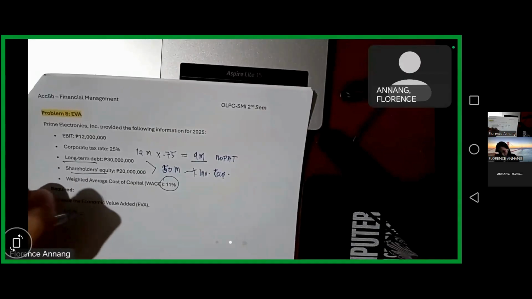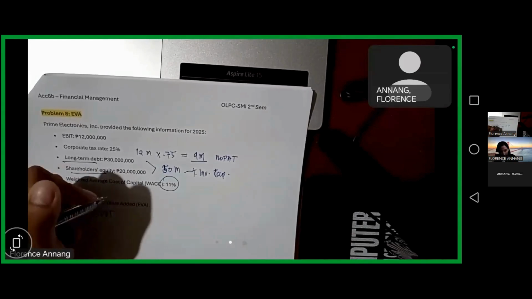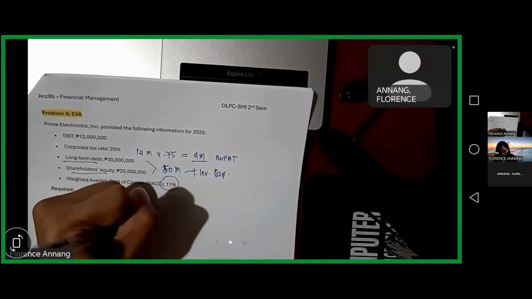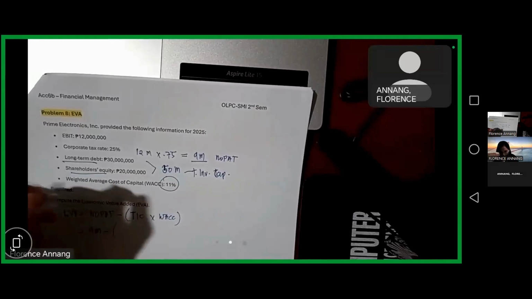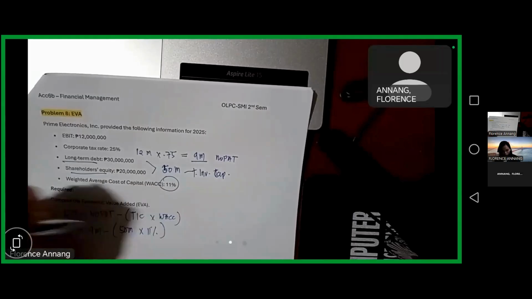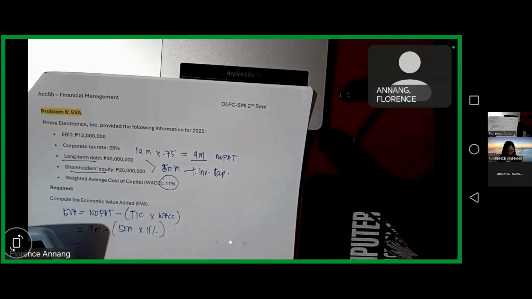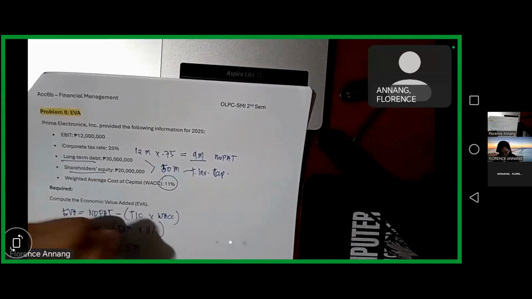EVA is equal to NOPAT less total investment in capital times WACC. Diba? NOPAT, ilan yun? 9 million. Less, magkano yung ating TIC? 50 million. Magkano ang ating WACC? 11%. So, 50 million times 0.11. How much? 5.5 million pesos.